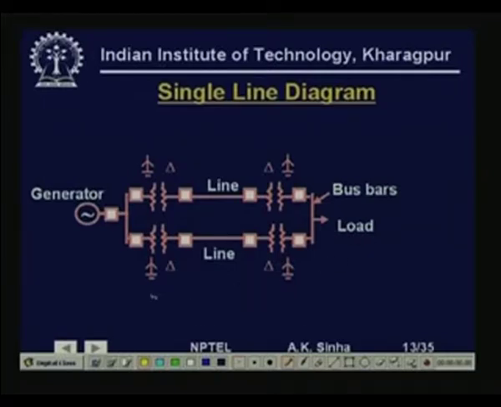So, here what we see is how we represent a power system network which is consisting of a generator connected through two step up transformers connecting high voltage transmission line, and then we have step down transformers to reduce the voltage connecting to a low voltage bus bar to which load is connected. So, in this way we can build a single line diagram.